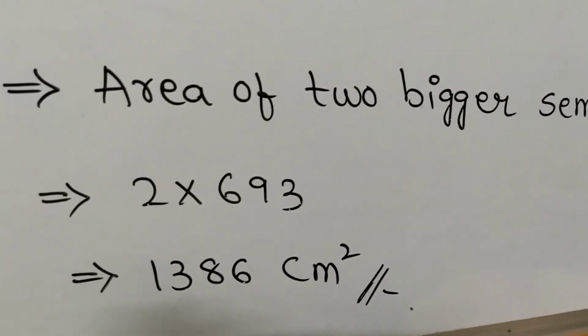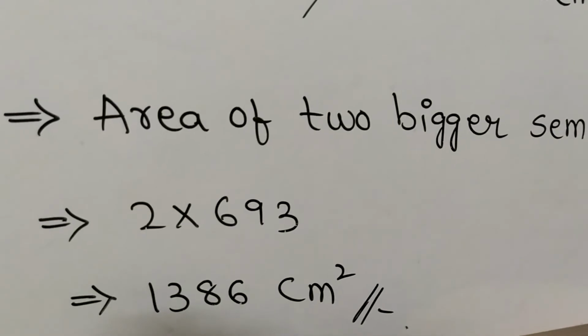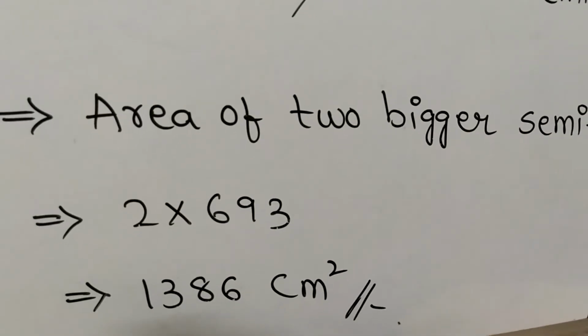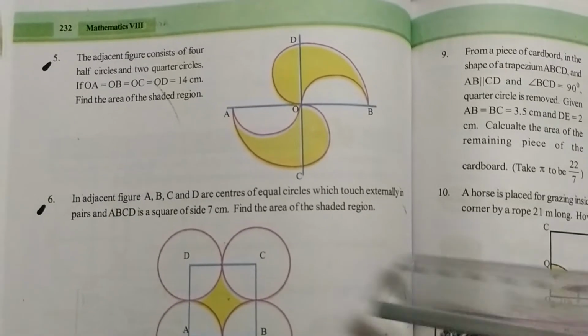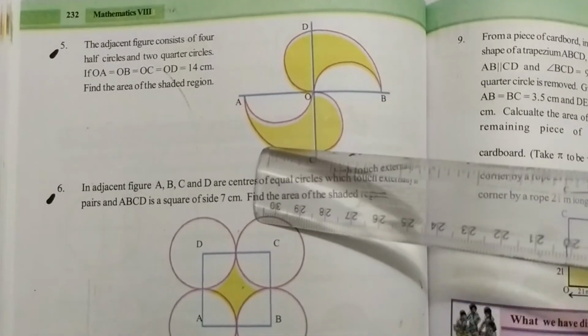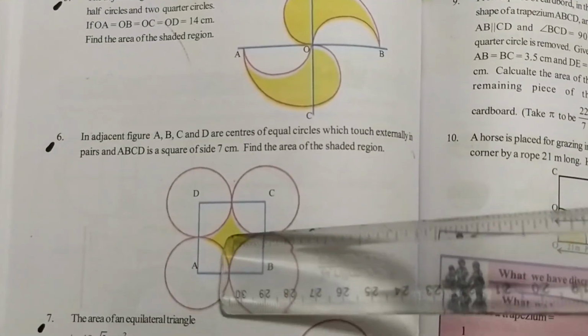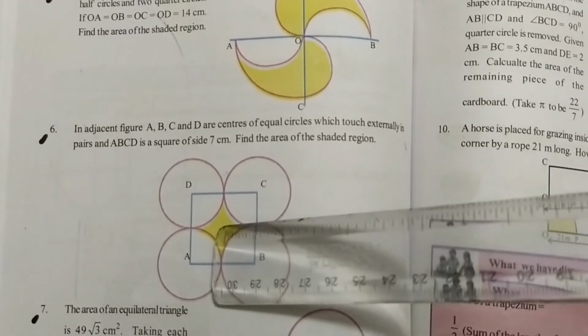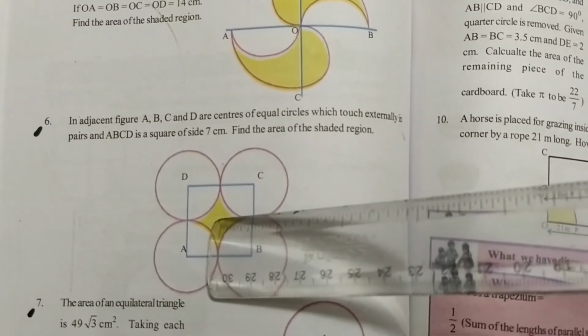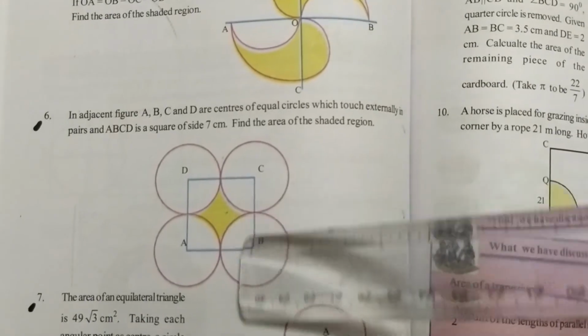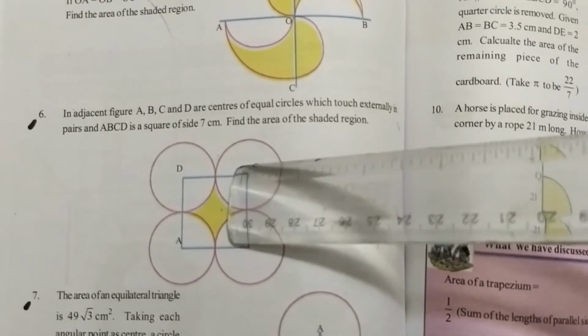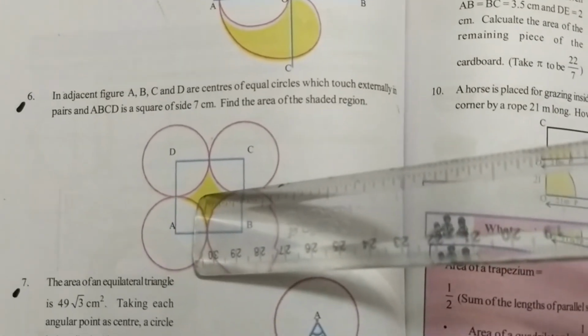Like this you have to find the area of any given figure. So your today's homework is, students, this fifth one, sixth one and seventh one. This fifth one is the same as the fourth one, do it. And here also you have to find the area of this shaded region. First find the area of this square, then you can easily find this one.